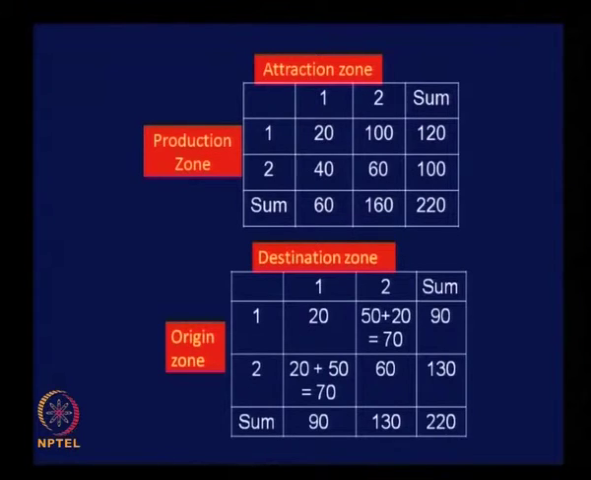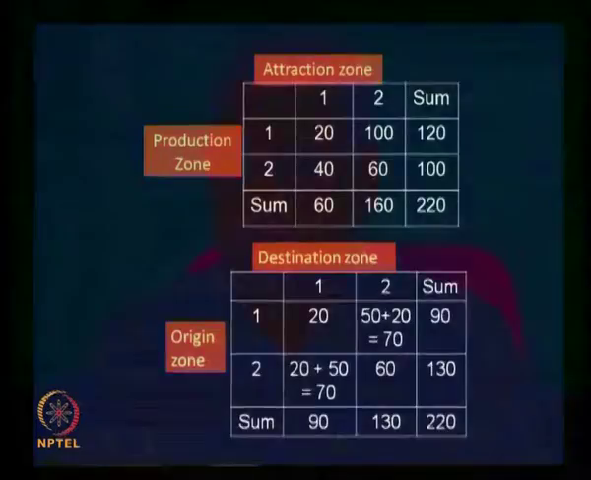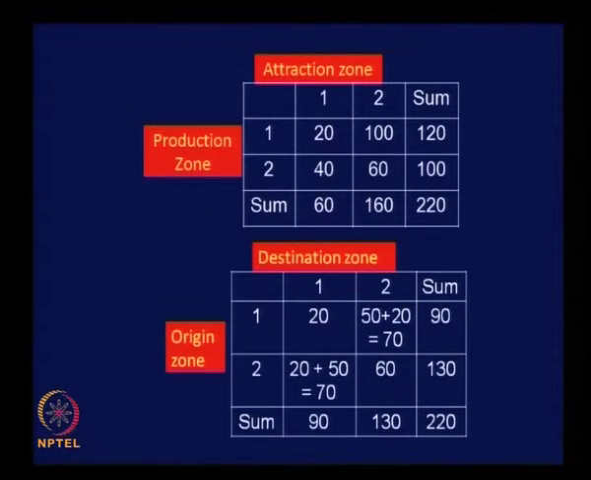You will have 70 and 70 for cells 1-2 and 2-1, cell values T1-2 and T2-1, because of the symmetry. That is the main difference between the previous case and this one. This is what we come across mostly in practice.